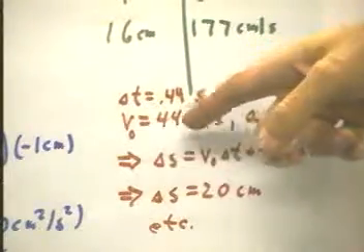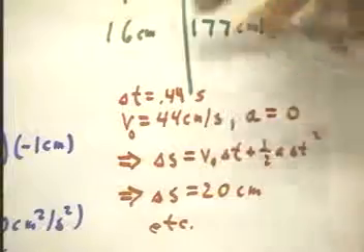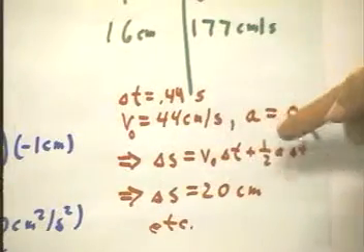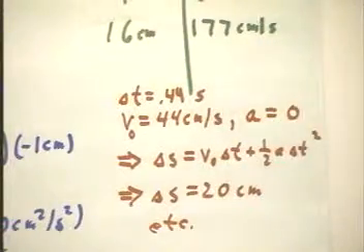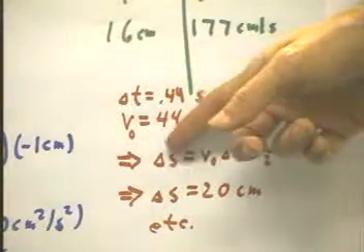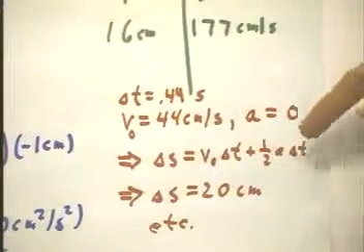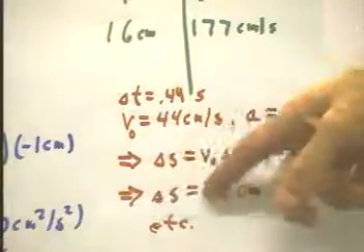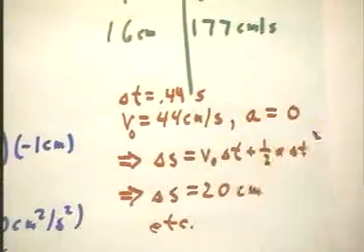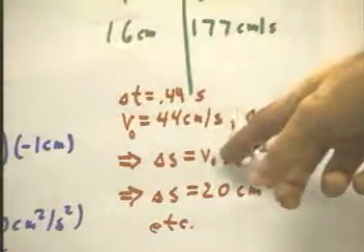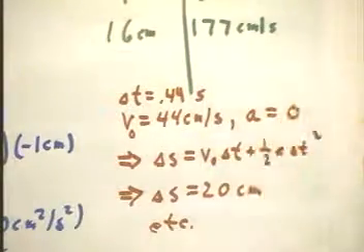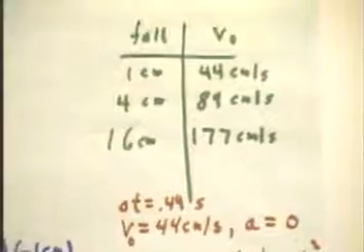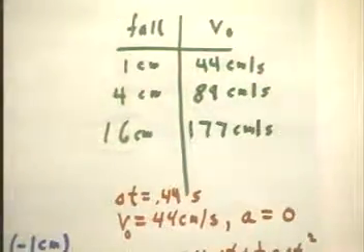Then, if v naught is 44 centimeters per second, as it is for the 1 centimeter fall, the acceleration in the x direction, in the direction of this motion, is 0. We're going to get delta s equals v naught delta t plus 1/2 a delta t squared, and we easily solve to find that delta s is 20 centimeters. The fact that a is 0 means that we're just going to multiply v naught times t to get our delta s, and of course we'll do the same thing for the other two initial velocities.